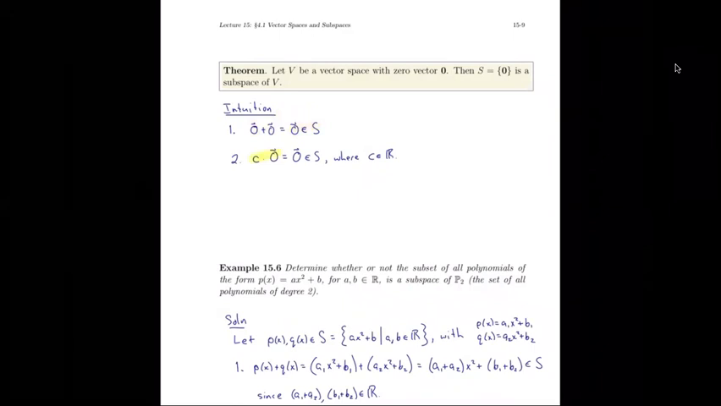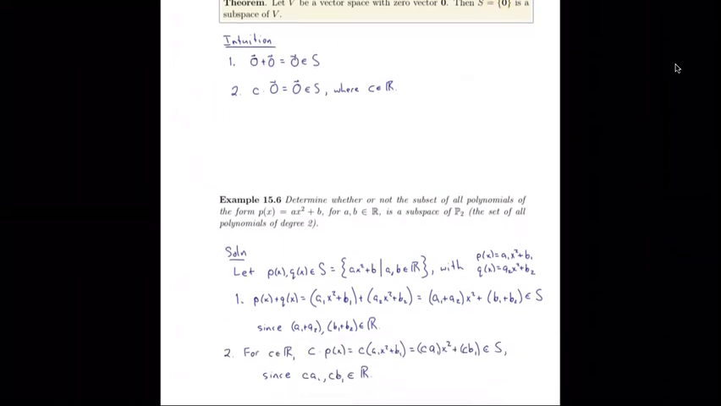A scalar times the 0 vector, we saw in a previous result, is the 0 vector. So we're also closed under scalar multiplication. We've checked both of those conditions. So now we conclude that, yeah, the set containing the 0 vector is a subspace of its host space V.